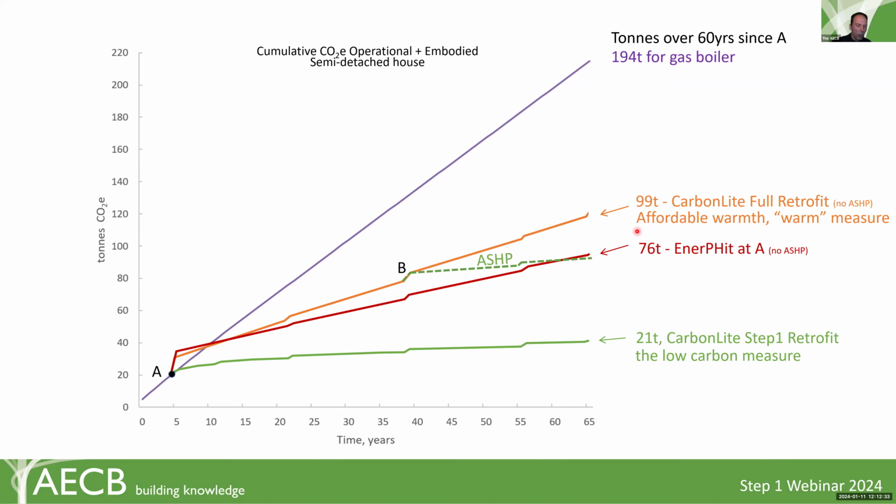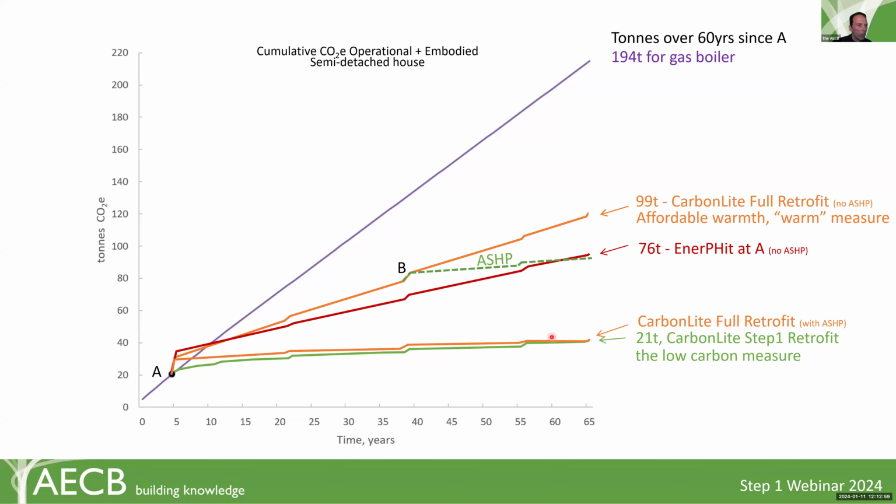But if you were to do the air source heat pump first, let's have a look at some measures which do that. Now here the air source heat pump and the full retrofit are done. So there's a bit of embodied CO2 from that, and then you have the steps of the embodied CO2, but it ends up more or less the same place.